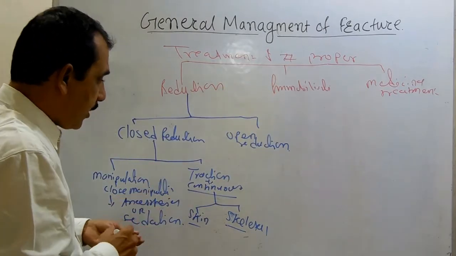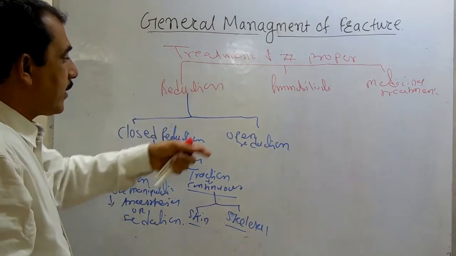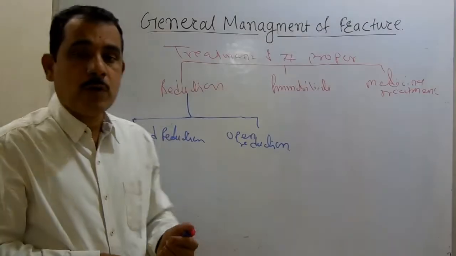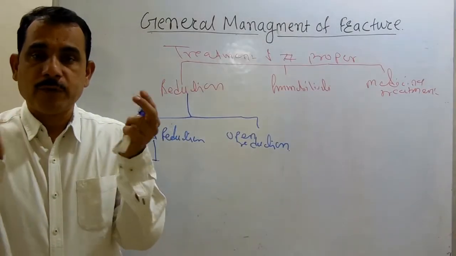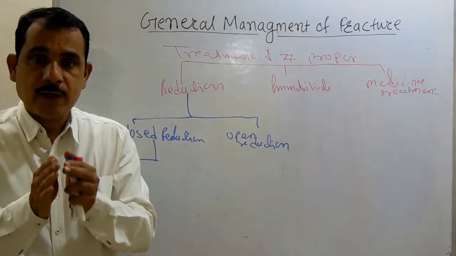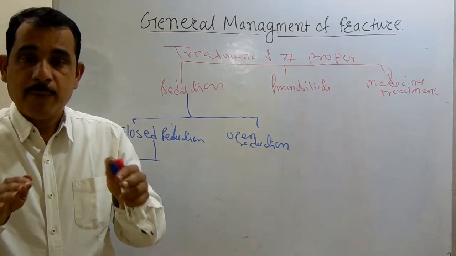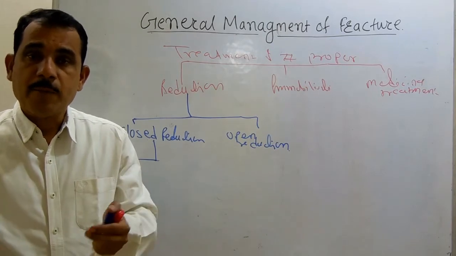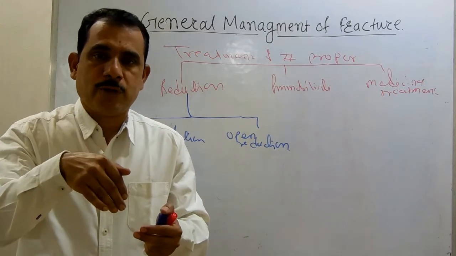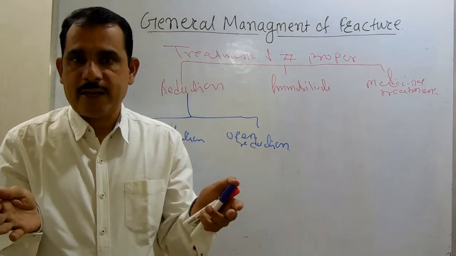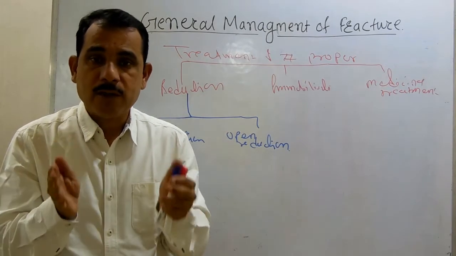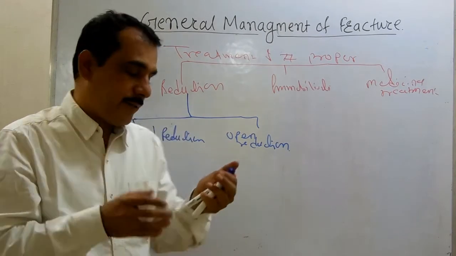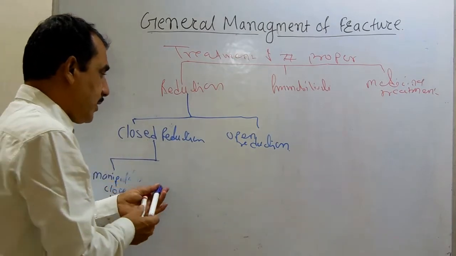Then the next method of reduction of the fracture is open reduction. Open reduction means what? It is the reduction of the fracture by opening the site of the fracture, or by making a direct approach to the fracture site. It's called open reduction. Now, indications for open reduction.